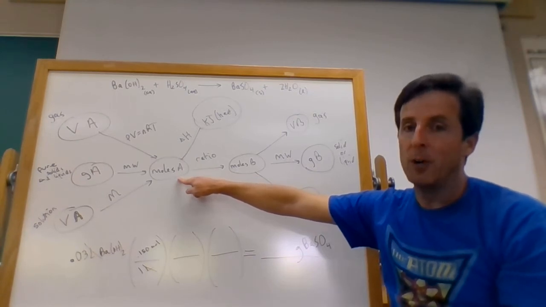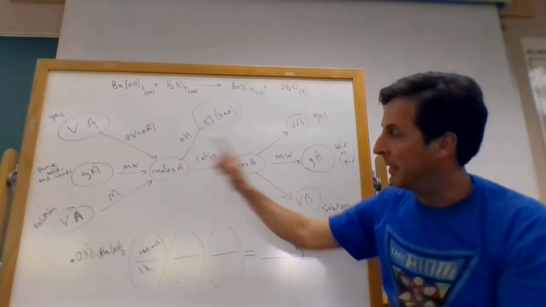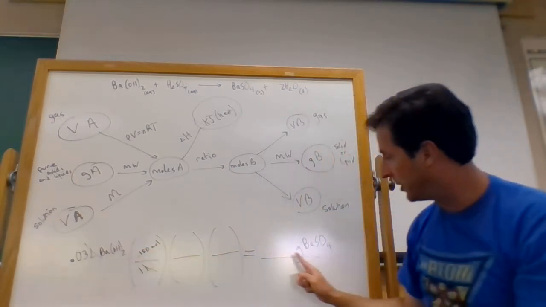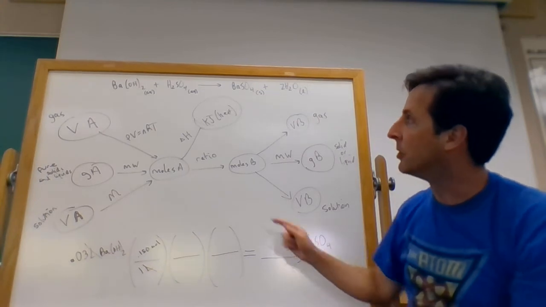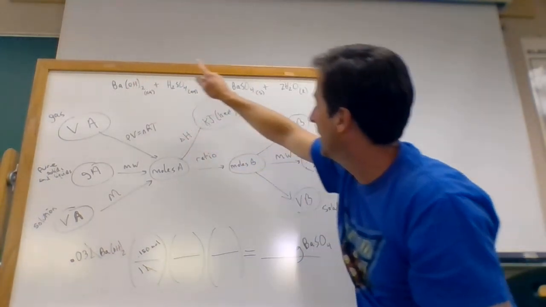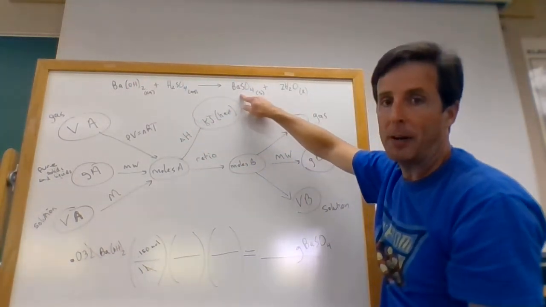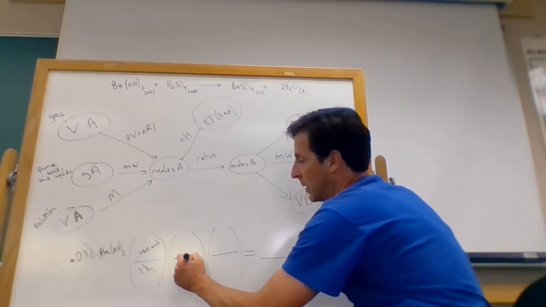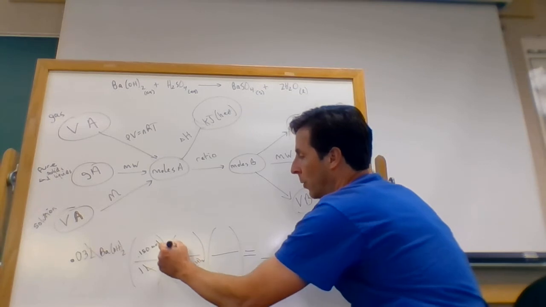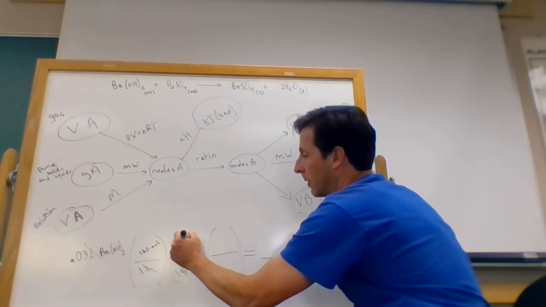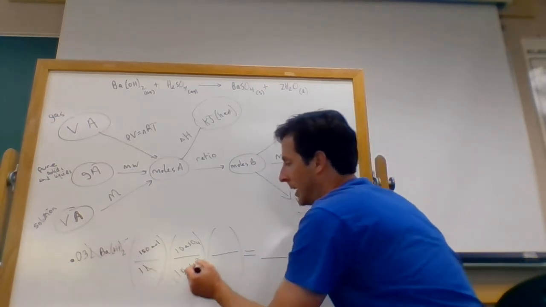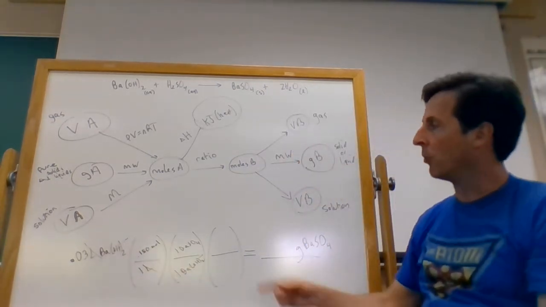Then I need the ratio of A to B. Well, that's barium hydroxide to barium sulfate. Those are the 2 things that are mentioned in the problem. So 1 barium hydroxide makes 1 barium sulfate in my balanced equation. So 1 Ba(OH)2 to 1 BaSO4. That gets rid of barium hydroxide. So now I have moles of barium sulfate.